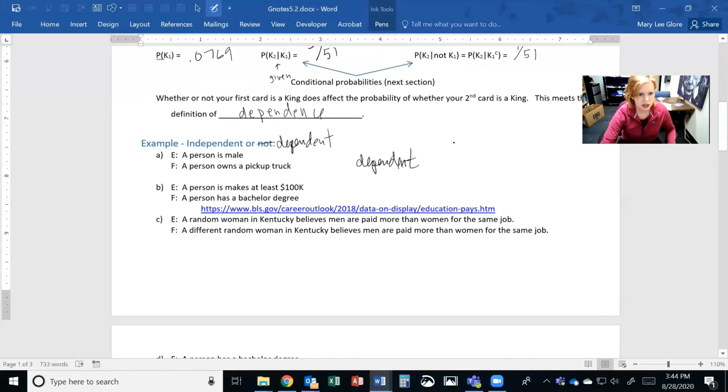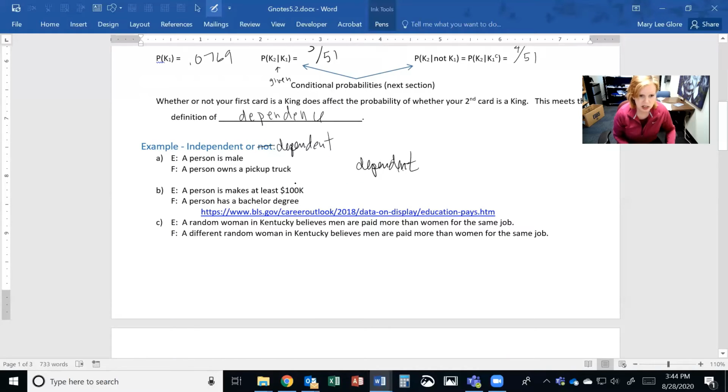All right, next one. There's a person and they make at least $100,000. That's pretty good money. Second, a person has a bachelor's degree. So are these independent of each other? Whether a person has a bachelor's degree, are their income distributions the same? Is my probability distribution going to be the same for somebody without one or with one? And the answer is no, they're not the same. So the probability of making at least $100,000 depends on whether or not you have a bachelor's degree. So this is dependent.